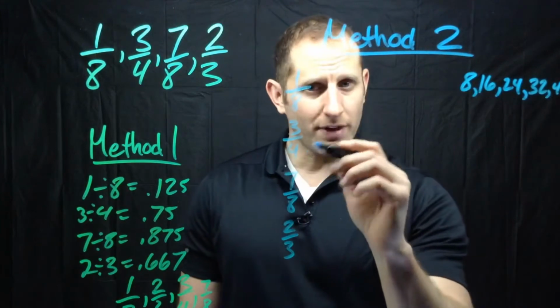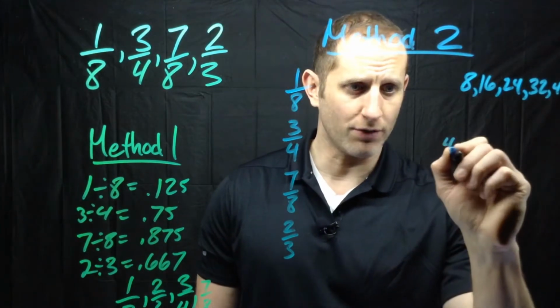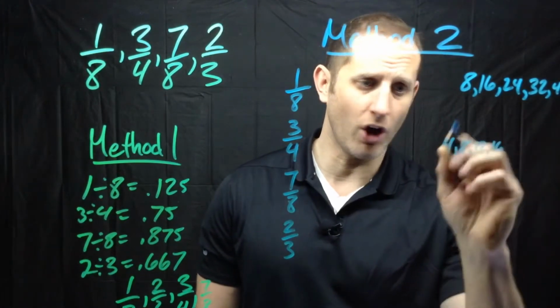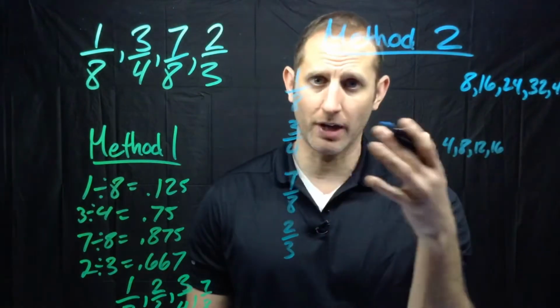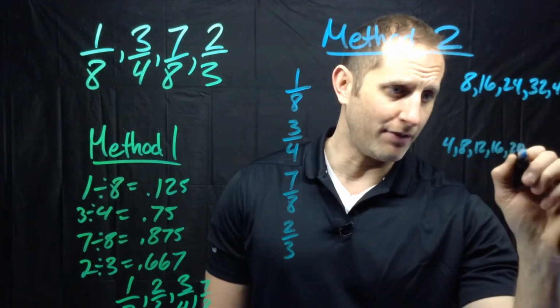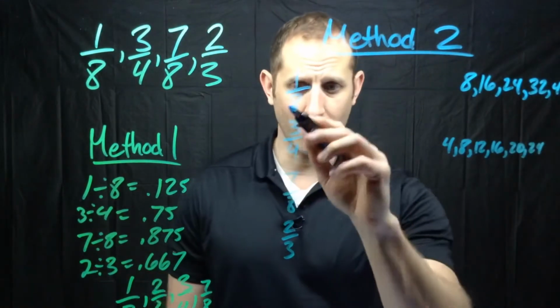So I'm going to do the same thing with quarters. I'm going to start with 4 times 1. 4 times 1 is 4, then 4 times 2 is 8, then 12, then 16. All I'm doing is adding 4 each time or multiplying 4 by the next number. So this would be 20, and then finally 24. And then if I went eighths here, I've already done eighths, so I don't need to do it again.